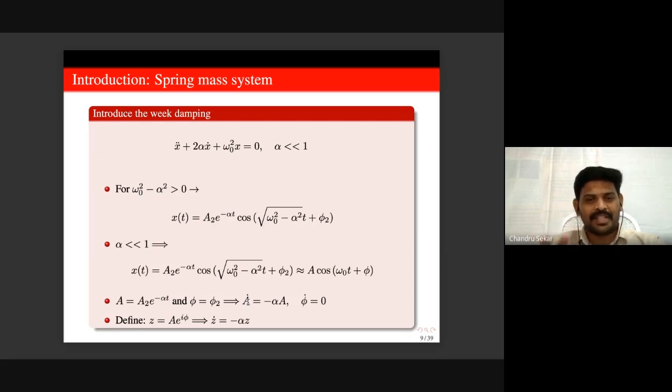This equation admits the solution x of t equal to a2 e power minus alpha t cos of square root of omega naught squared minus alpha squared t plus phi 2. Here a2 and phi 2 are integration constants.